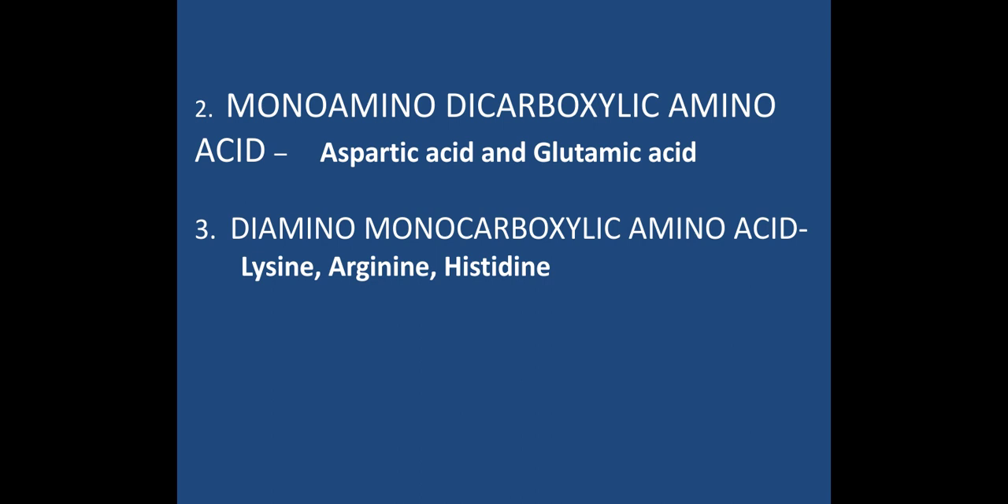The third category is diamino monocarboxylic amino acid. These amino acids contain two amino groups and one carboxyl group. Examples of these amino acids are lysine, arginine and histidine. The extra amino group present in the side chain of these amino acids imparts basic properties to these amino acids.